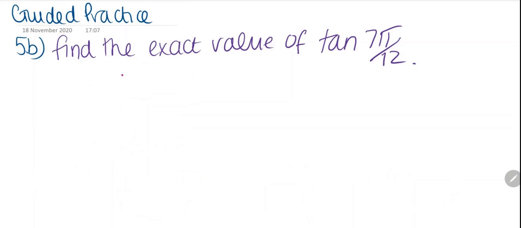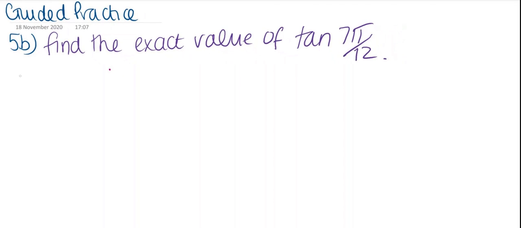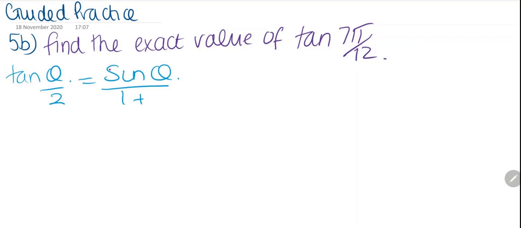Okay, so guided practice 5b, find the exact value of tan 7 pi over 12. So tan, what do we know about tan? Well, tan of theta over 2, the half angle, can be written as sine theta over 1 plus cosine of theta. So we're going to use this formula.